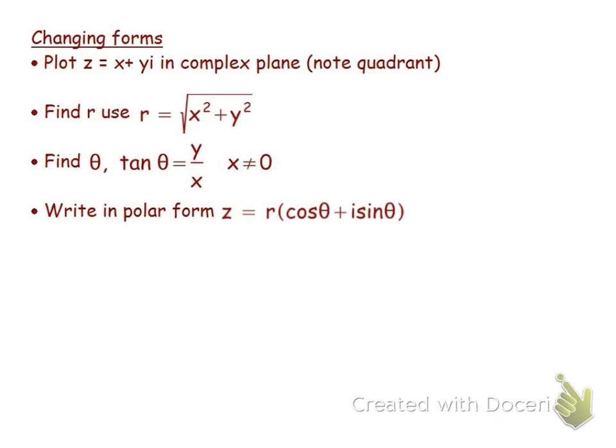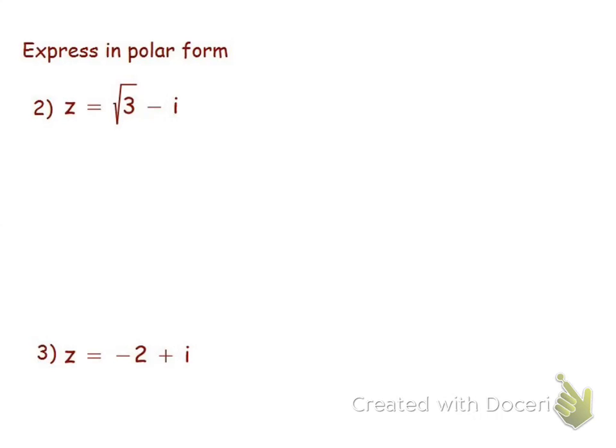So here are some steps to change the forms from rectangular form to polar form. First, plot the complex number in a complex plane. Note the quadrant of it. That's the important part. Find the r by finding the modulus, and then find theta by using tangent of y over x. Some of these you're going to be using the calculator, some you won't need the calculator. And then you write it in the polar form. Once you have theta and r, you can write it in the polar form. So here's an example. I first am going to graph it.